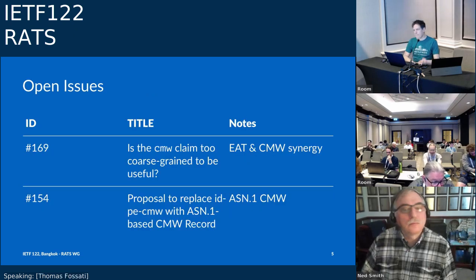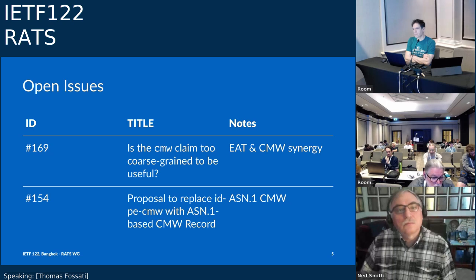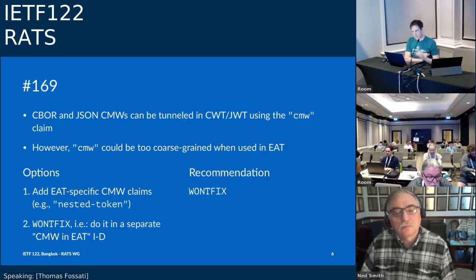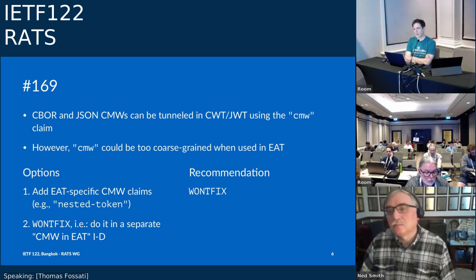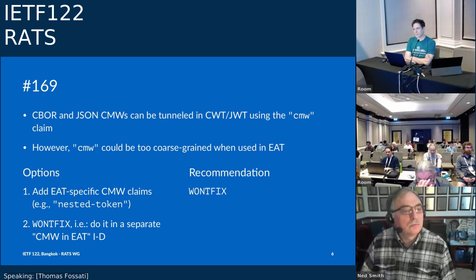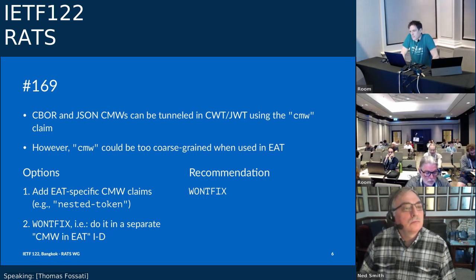Right, so of the 28 issues, these two remain open, 169 and 154, which I'm going to discuss in the next slide, please. So 169, we now define a CMW claim, which allows CBOR and JSON CMWs to be tunneled in CWT and JWT respectively. However, it was pointed out that CMW might be a bit too coarse-grained when used in EAT, because there's not a lot of semantics attached to it. So we identified a couple of options in the issue discussion.